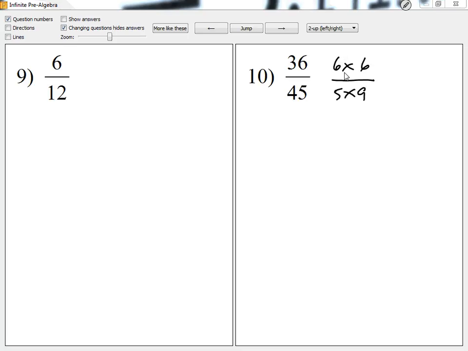I notice that nothing cancels out. Can we write 36 as a multiplication other than 6 times 6? 9 times 4. Thank you. Because that way we cancel out the 9s and we're going to write 4 over 5.